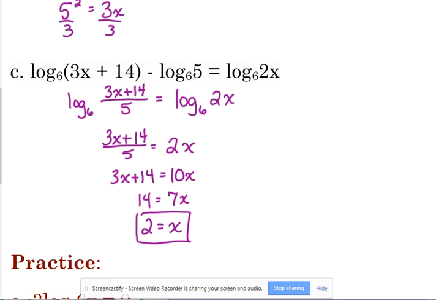Now, let's just say, for example, this right side had not been the log base 6. Suppose the right side had just been 2x. Well, let's say it was just 2. If it was just 2, hey, what's that?